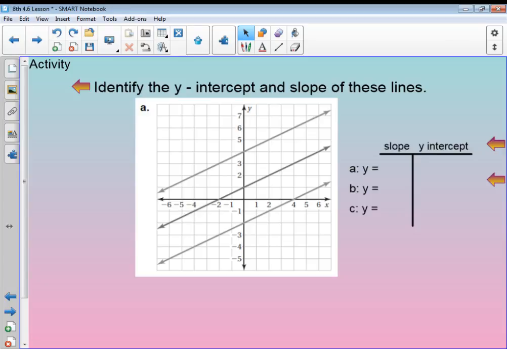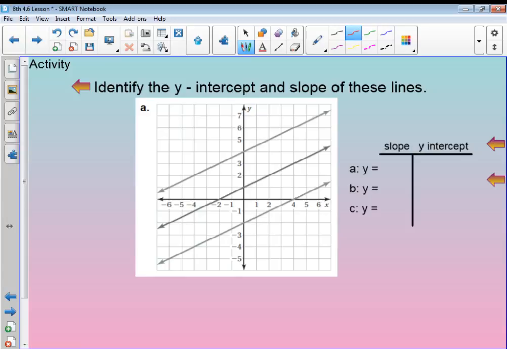Here is our first part of our activity. We're given 3 lines. All of these lines appear to be parallel to each other, but we're going to go ahead and check the slope and the Y-intercept. In a previous lesson, we learned that in order for 2 lines to be parallel, they have to have identical slopes. So we're going to practice now going through and finding the slope of a line when we're not given 2 points. First of all, we're going to go ahead and identify both our slope and our Y-intercept.